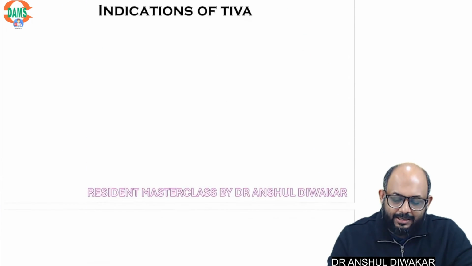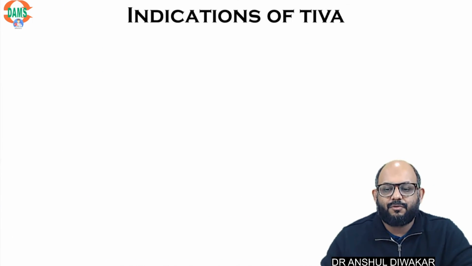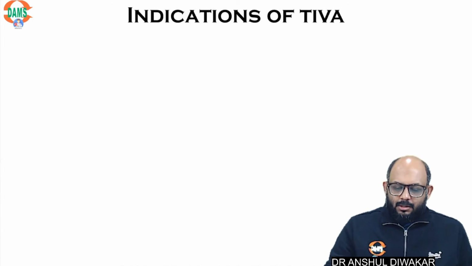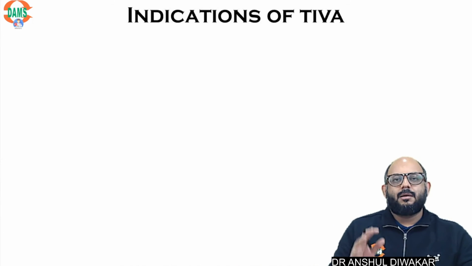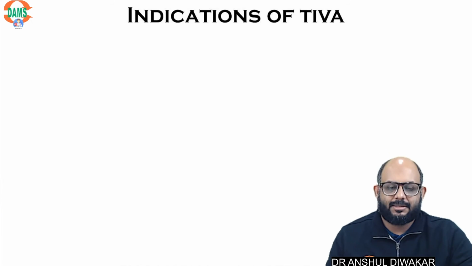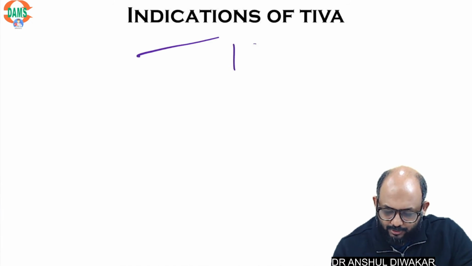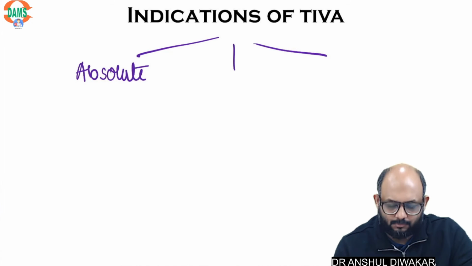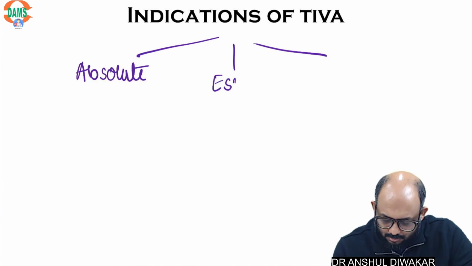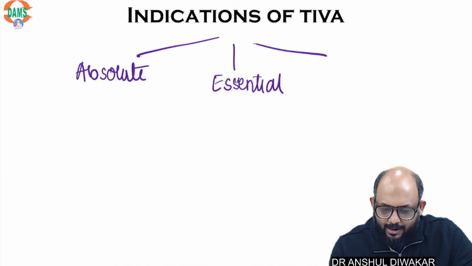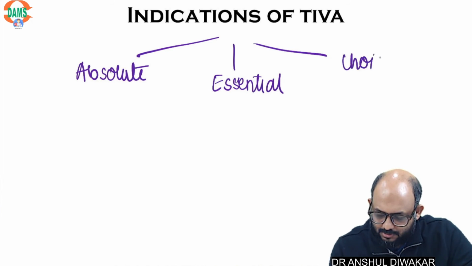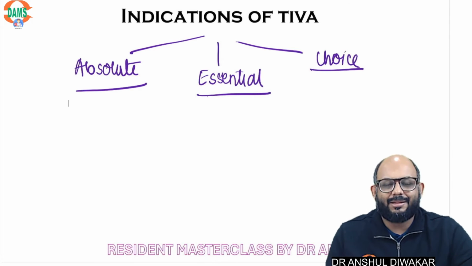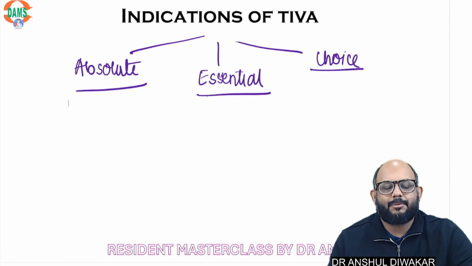Now let's look at the indications of TIVA. Indications are all the contraindications of using inhaled anesthetic agents. So we can divide them into three categories: absolute, essential, and choice. This is just to remember and make it attractive in the exam. There is no such official division, but just to make it attractive for the examiner in the exam.